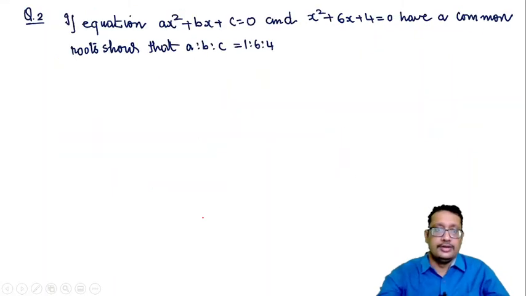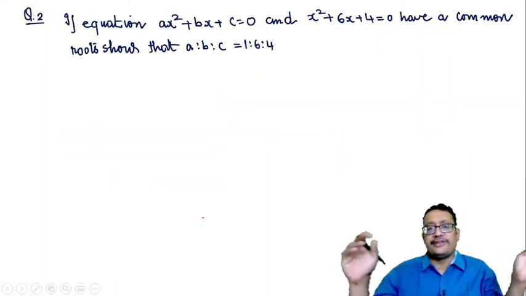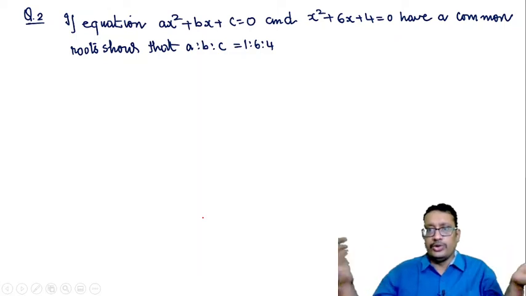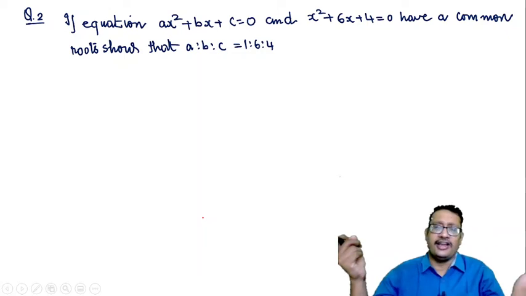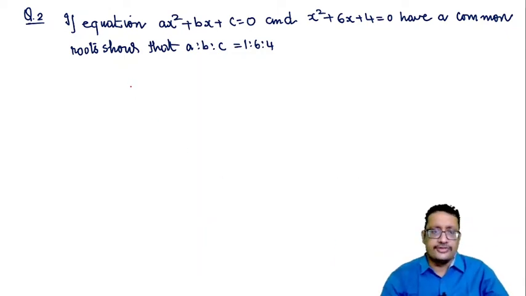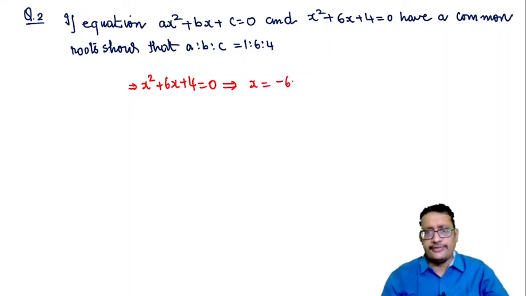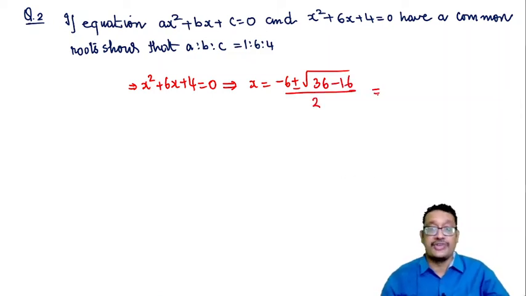Okay. Question number 2. If the equation ax² + bx + c = 0 and x² + 6x + 4 = 0 have a common root, again the same type of question has come. The common root means, if you calculate x² + 6x + 4, what are the roots of the equation? x = (−6 ± √(36 − 16))/2. Oh, roots are not imaginary but roots are irrational. (−6 ± √20)/2.